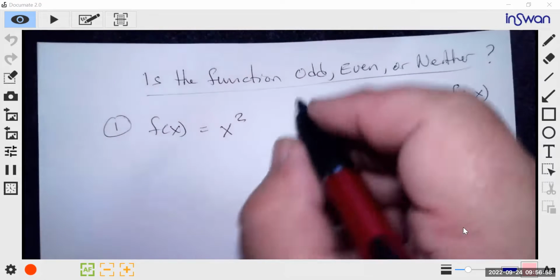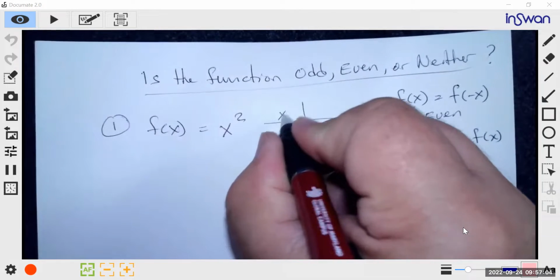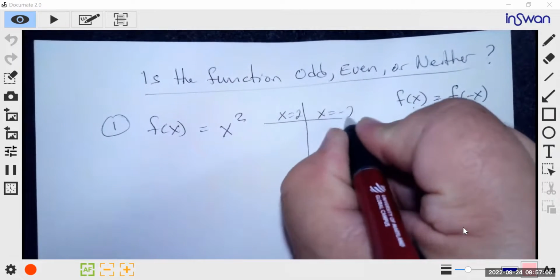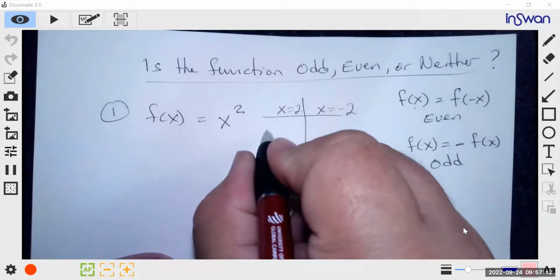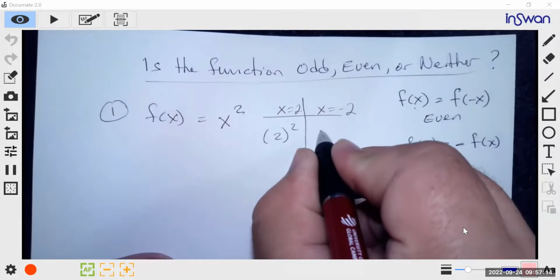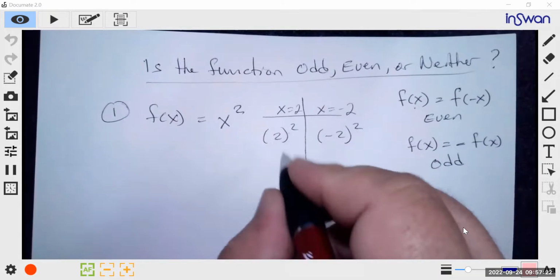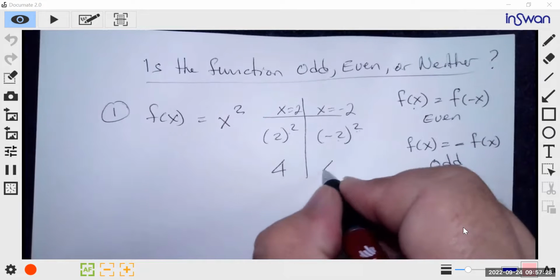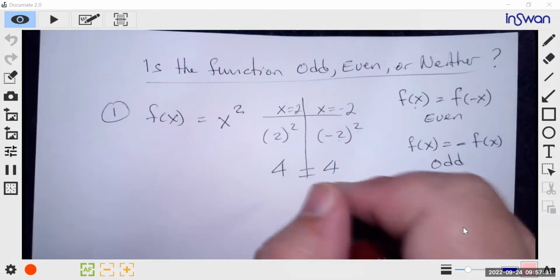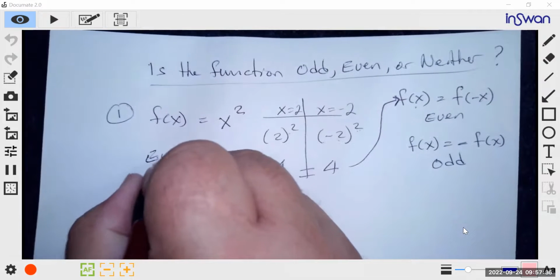So let's look at this. Here's x equals 2, x equals -2. So that's the way I test it. I have to have the same number but different signs. Whenever you substitute something, always put it inside parentheses. 2 squared is 4. -2 times -2 is +4. Since those are equal, this is an even function.